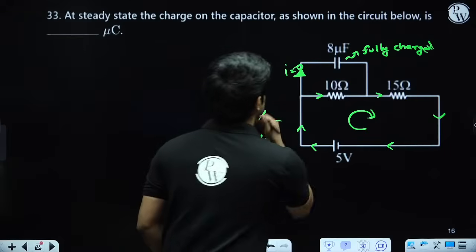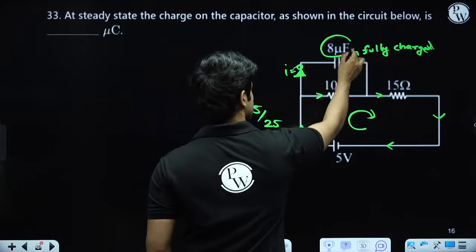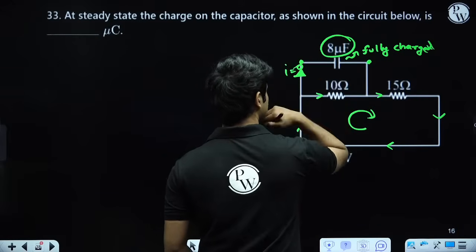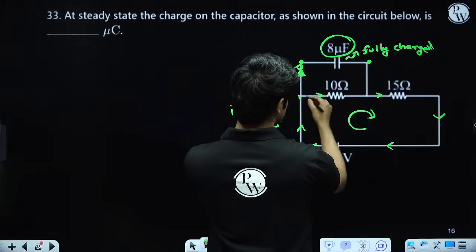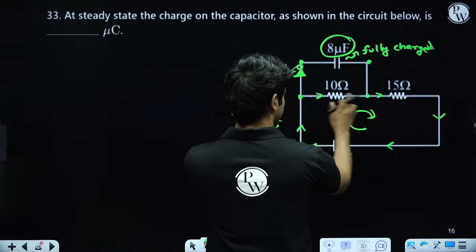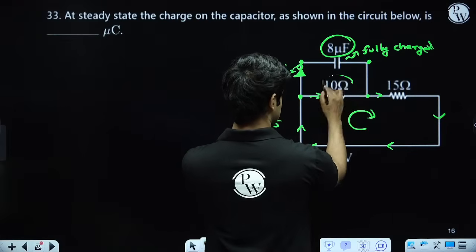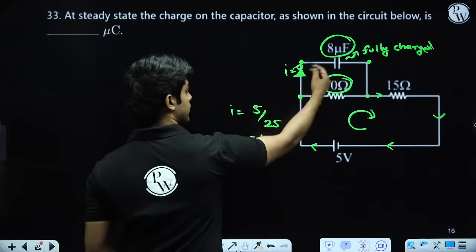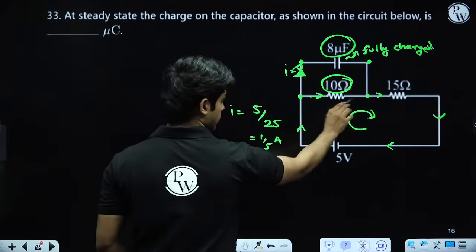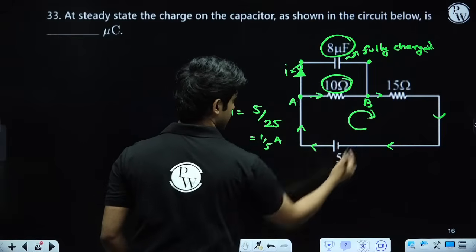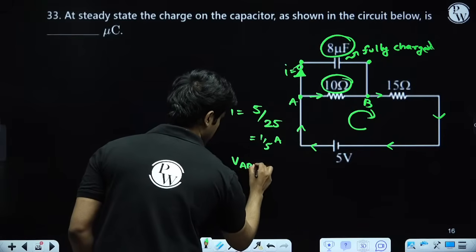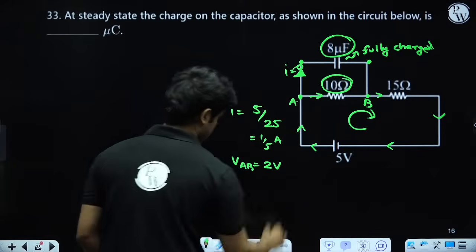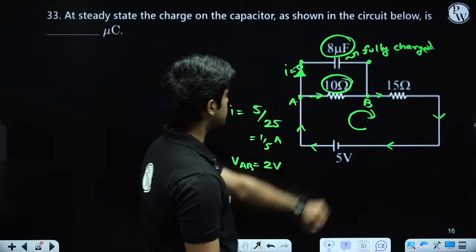Now I want the charge on this capacitor. If I want the charge, I want the potential difference across this capacitor. Now this capacitor is in parallel to this resistor. So if I find the potential drop across this resistor, I can find the potential difference between the capacitor plates. This is AB, so VAB equals I into R, so 1 by 5 into 10, which is 2 volts. So the potential difference across this capacitor is 2 volt.